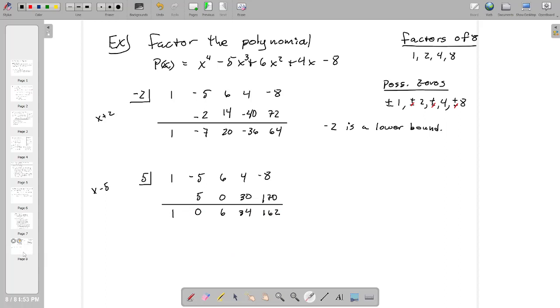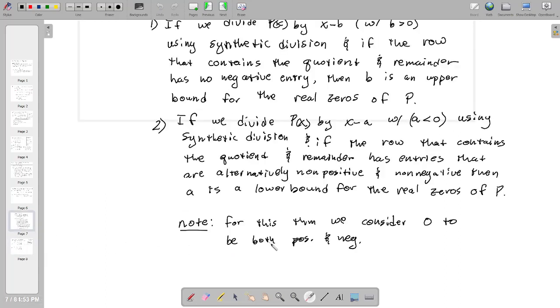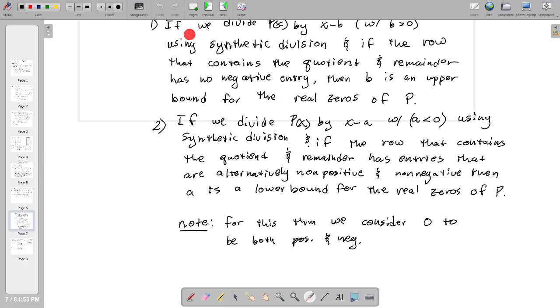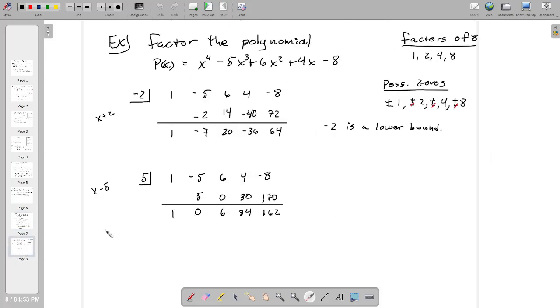But remember, 0 is both positive and negative. For this theorem, we consider 0 to be both positive and negative. So since it can be positive, and it fits with the pattern of the first one here, dividing p of x by x minus b, where b is greater than 0, using synthetic division, and if the row that contains the quotient and the remainder has no negative entry, so it doesn't have a negative entry, 0 is considered positive. So it has all positive entries, including 0 here. We can say that 5 is an upper bound.